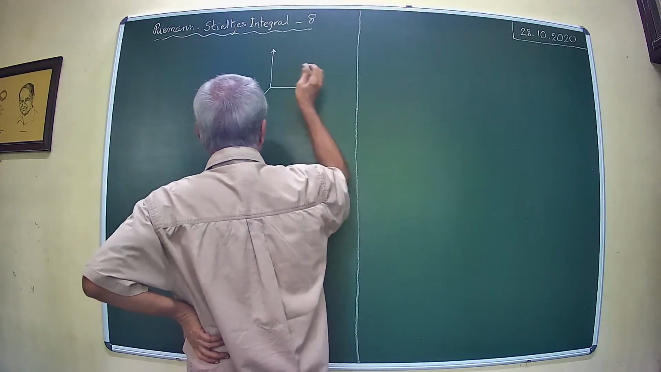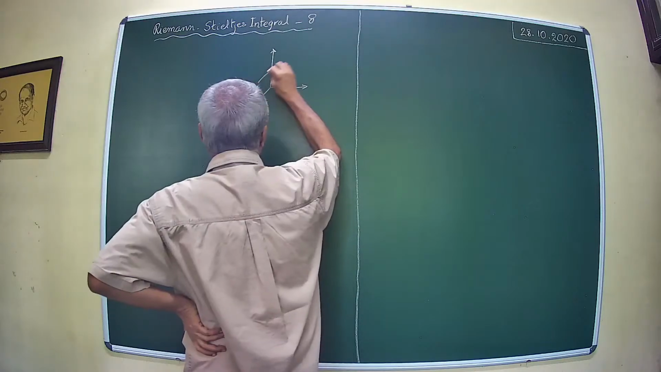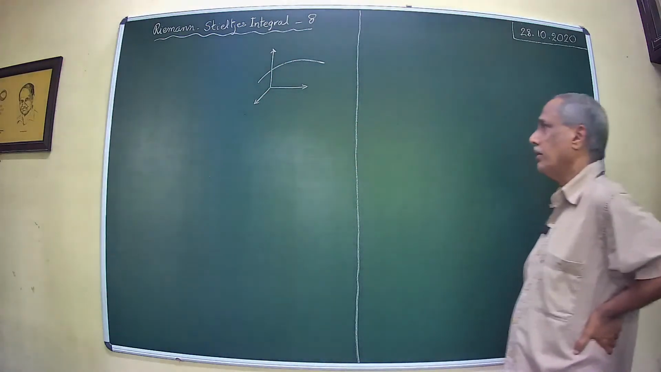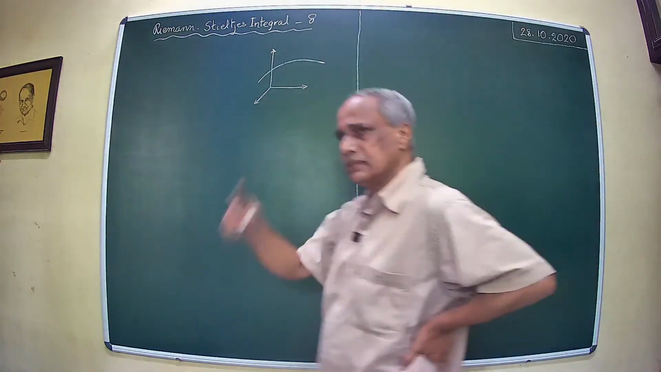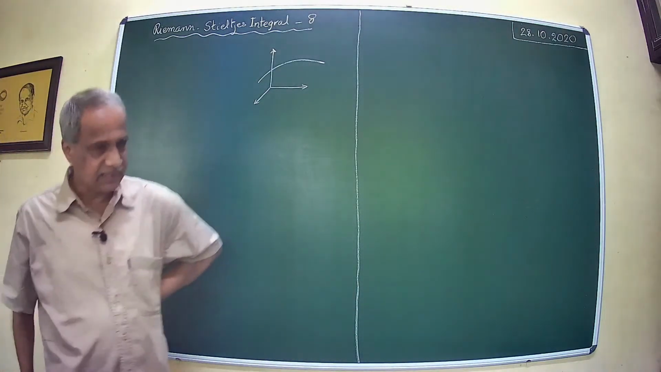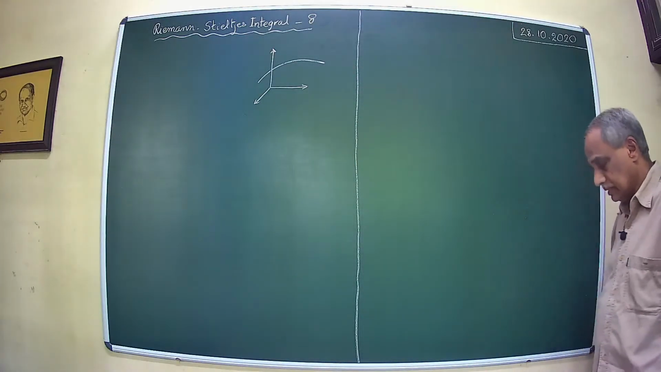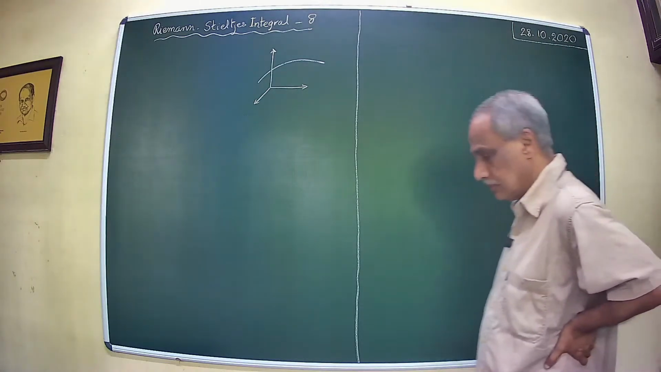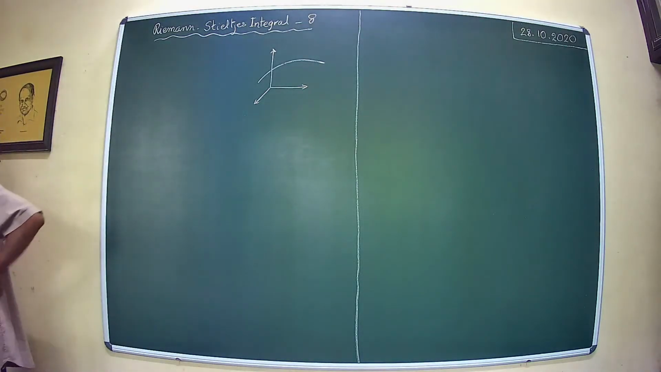Now, if a particle is moving along a path, along a curve, the situation is this. You have a bee just flying around. Then it traces a certain curve, and that is the path of the bee. And this is technically called the trajectory of the particle, or the trajectory of the object.